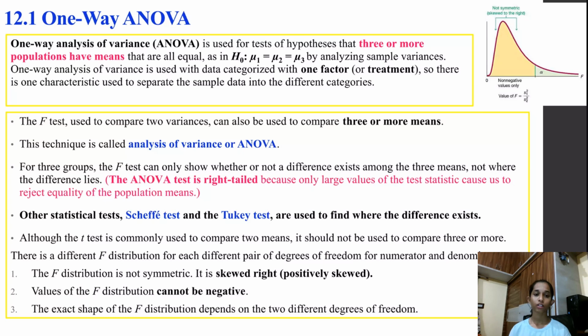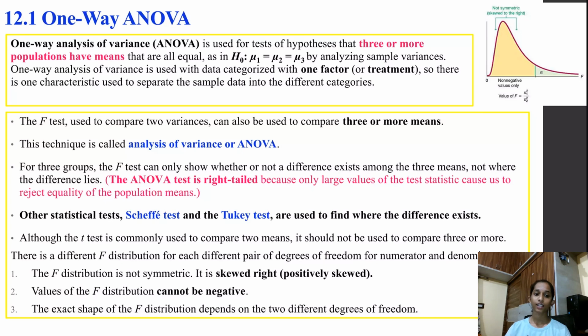The F-test, used to compare two variances, can also be used to compare three or more means. This technique is called analysis of variance, or ANOVA. For three groups, the F-test can only show whether or not a difference exists among the three means, not where the difference lies. The ANOVA test is right-tailed because only large values of the test statistic cause us to reject equality of the population means. Other statistical tests, the Scheffe test and Tukey test, are used to find where the difference exists.